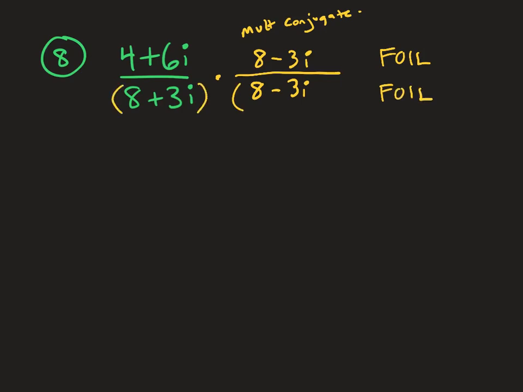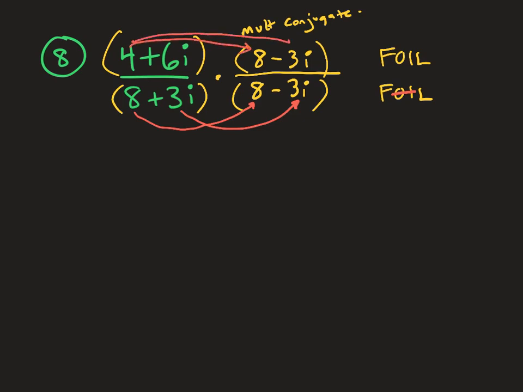Basically, we've got a situation like that. Two parentheses being multiplied. The bottom are conjugates, 8 plus 3i, 8 minus 3i, so it might save you a little bit of time if you just skip the O and the I. On the bottom, we'll only need to do the 8 times the 8 and the 3i times the negative 3i. That's the first times the first, and then the last times the last. On top, though, we'll need to do the normal distribution, 4 times all that, and then the 6 times all that.